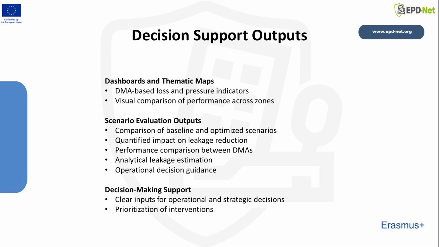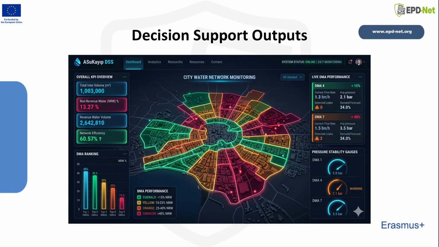The outputs of a UKIP are designed to guide operational decisions. The system provides comparative performance analysis rather than hydraulic simulation-based design outputs. Overall, the system is designed to translate complex analytical results into clear and actionable insights. By supporting prioritization and scenario-based evaluation, a UKIP enables utilities to make evidence-based operational and strategic decisions.